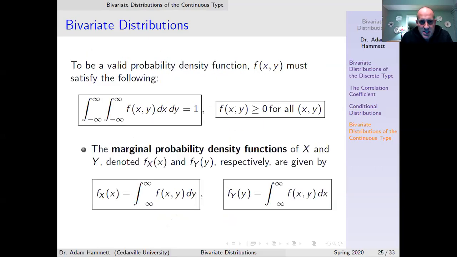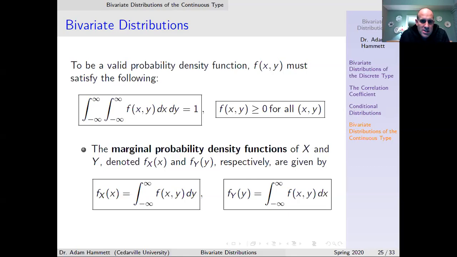What kinds of things would we need to be true about the bivariate density? Well, if I double integrate over all possible x's and y's, that is over the entire xy plane, I should get 1. And the density should never be negative. It should always be equal to or greater than 0.